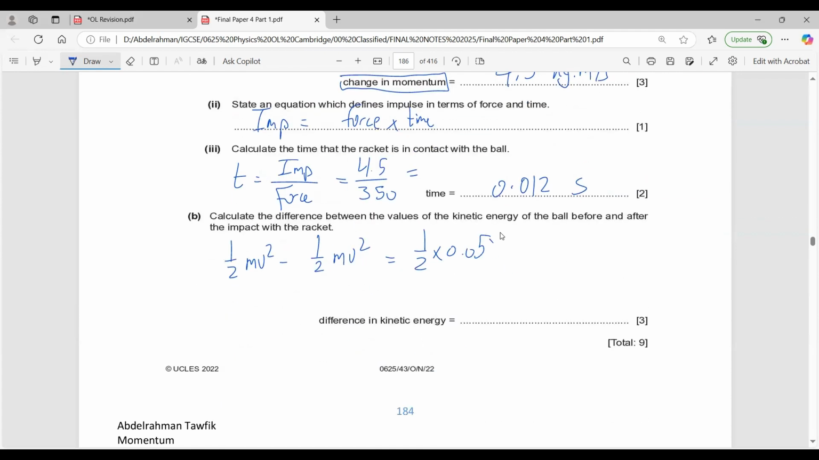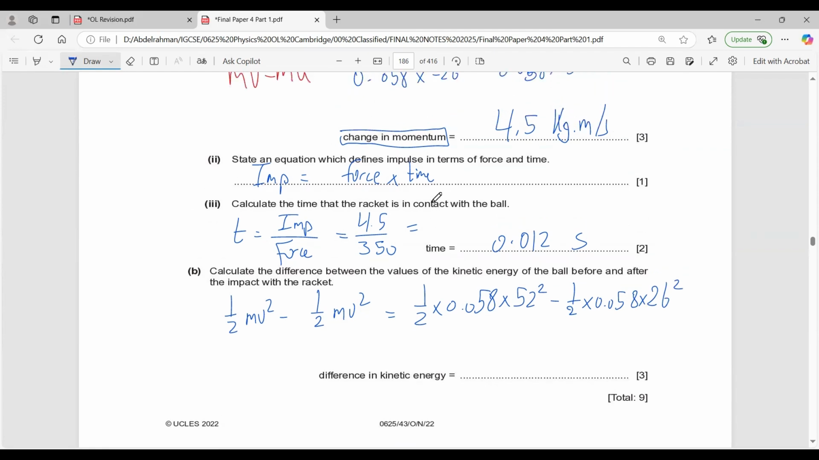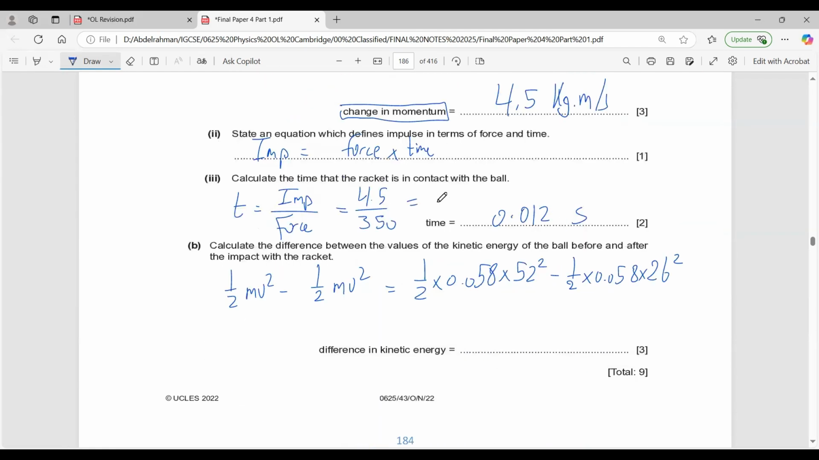Okay, 0.058 times 52 squared minus half times 0.058 times 26 squared, right? But Mister, it was negative 26. It's okay. You can write it down as negative 26 between brackets, so it would be positive anyway. Negative 26, okay? Squared. The total change in kinetic energy would be around 59 joules.